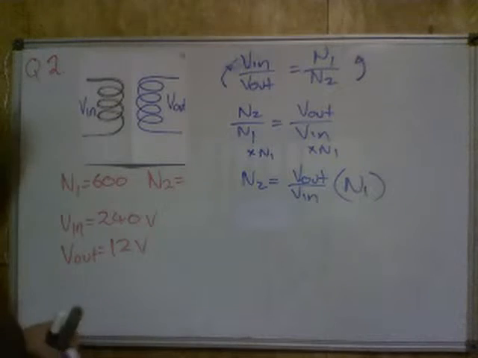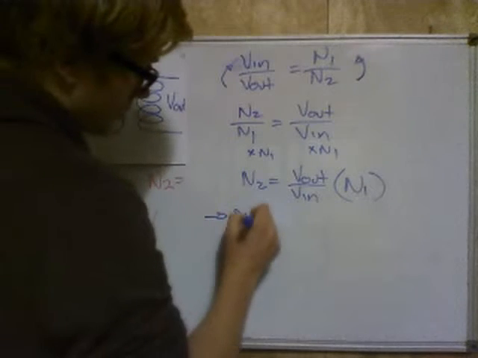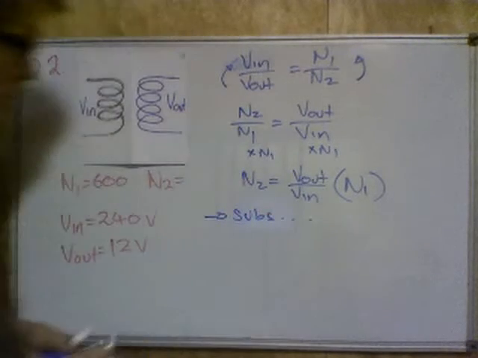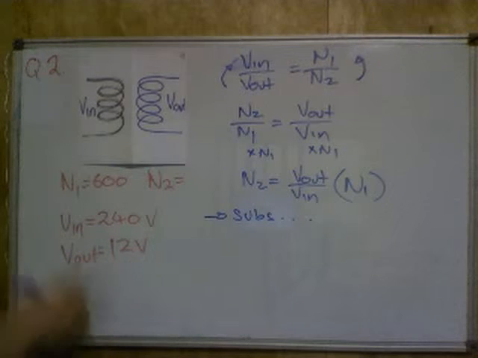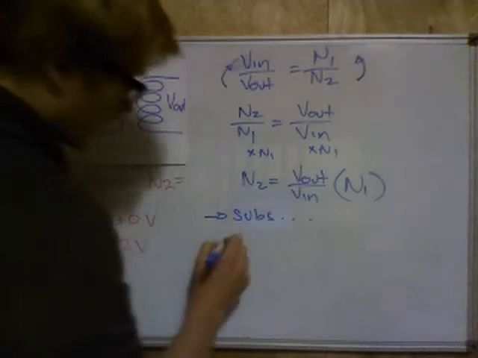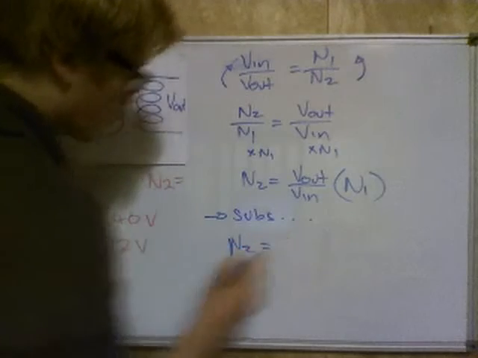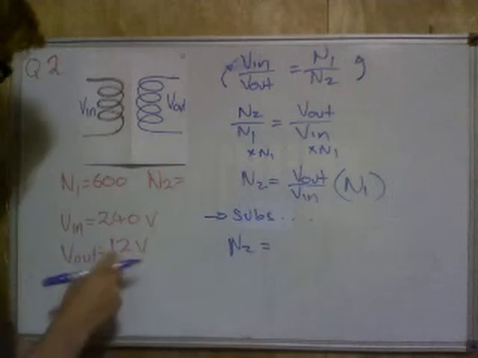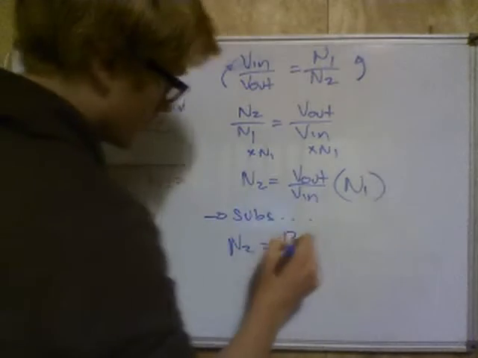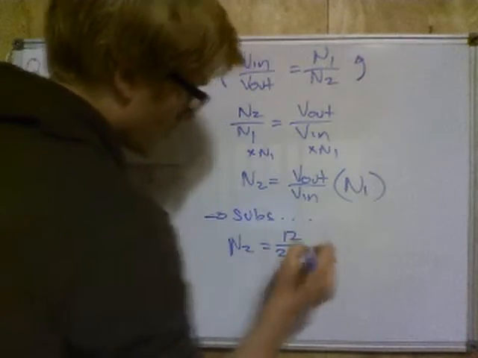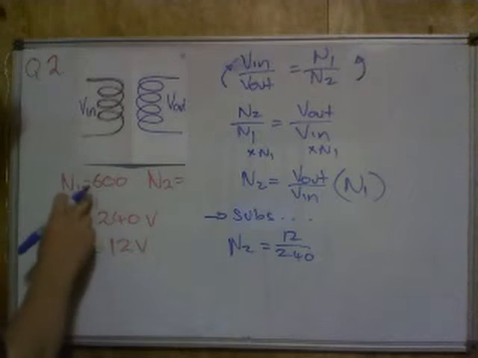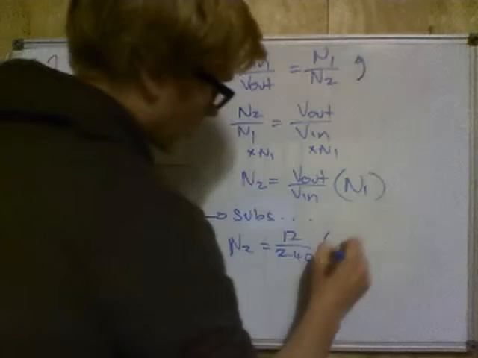Now to substitute in some numbers. The numbers that I know, N1, V in and V out, give me N2 equals V out, which is 12, over 240, times N1, which is 600.